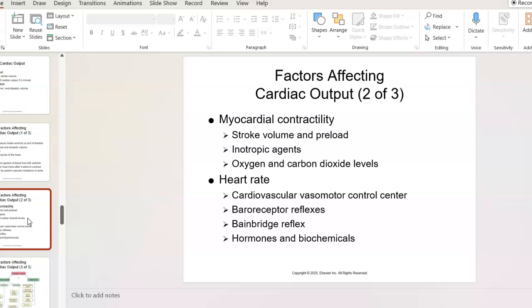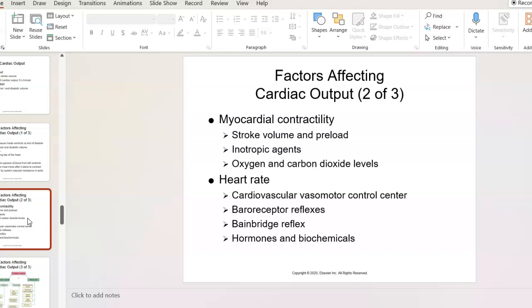Heart rate, we can have an issue with vasomotor control centers, which is actually in the brainstem. Baroreceptors affect the heart rate as well. And cardiovascular vasomotor centers can just be regulating the regular heart rate as well. I don't want to make that sound as if that is an issue, but that is one of the areas that will help to control it.